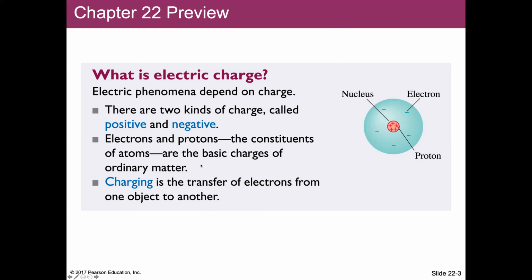And then we're going to learn something about charging. Charging is the transfer of electrons from one object to another. For example, when you charge your phone or your laptop, actually there are some electrons transferred from your charger, or from the circuit in the wall, into your device. So this is the charging.